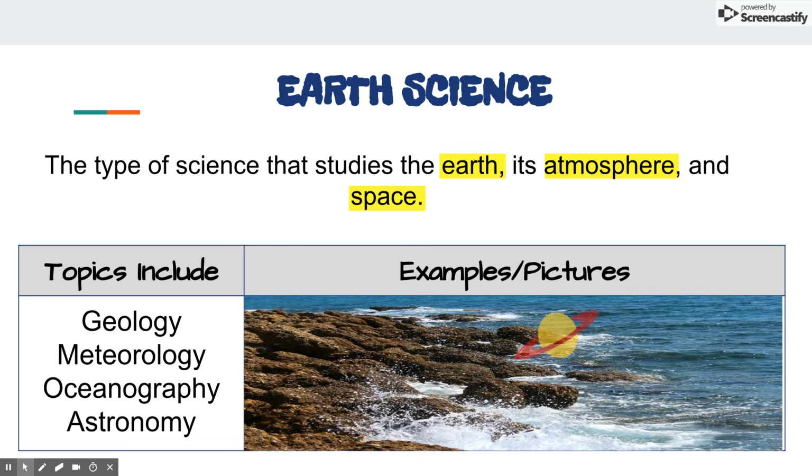So here are some pictures. I have the rocks and the waves crashing along the shoreline to represent geology and oceanography. I have a volcano for geology as well, which we'll talk about in 6th grade. I have a storm cloud to show meteorology and weather, and a planet for astronomy.